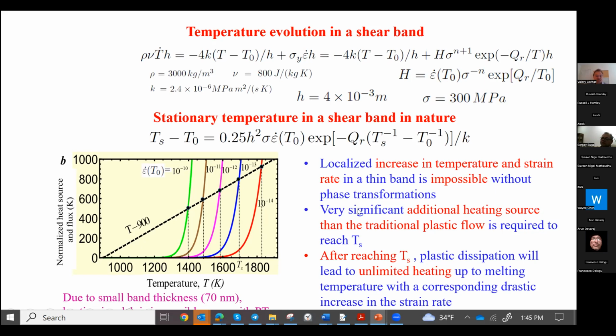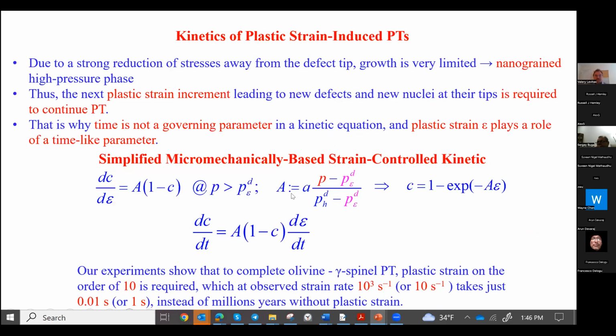But if with the help of phase transformation, an additional heat source, we reach the second steady temperature, it is unstable because plastic dissipation is much larger than heat flux. And then further increase in temperature and strain rate will be possible without phase transformation. That is what we need to get. Increase in temperature due to phase transition to 1800 degrees.